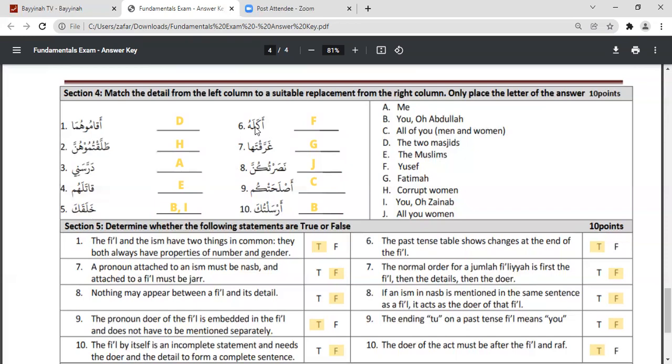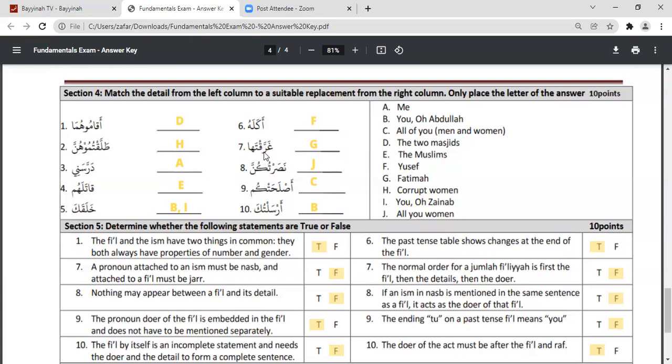And then akalahu. Akalahu is basically the masculine, singular, that's it, masculine and singular. And if you look here, it is only one, which is masculine singular, and that is Yusuf.